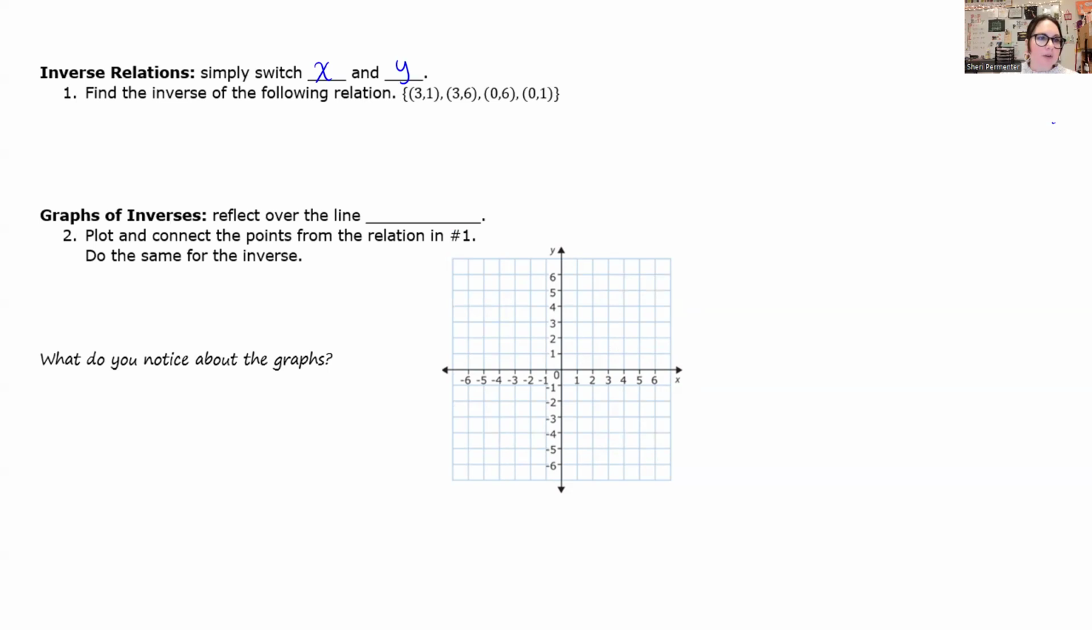So I'm going to write my inverse, and all I'm going to do is switch X and Y. My first point is 3, 1. My inverse will be 1, 3. I'm not going to say them all out loud because I don't want to mess you up, but I'm going to write them down on the board. You write them down on your paper and then look up and make sure that we have the same thing.